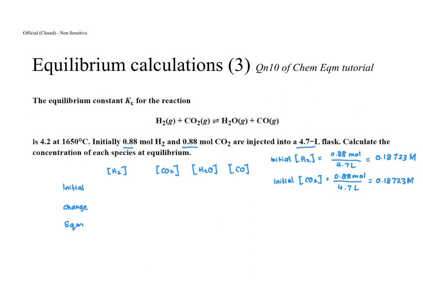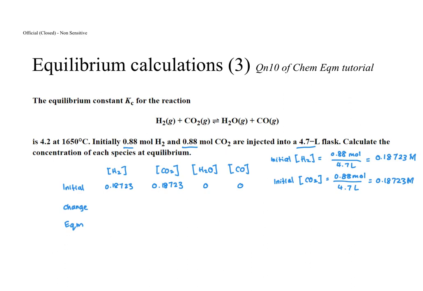Now let's put these values into the ICE table. Initially, there's no H2O and CO, so let's put the initial values as 0. For now, there's no more information that we can fill up into the table, so let's represent the change in concentration as X. So let's take a look at the stoichiometric ratio.